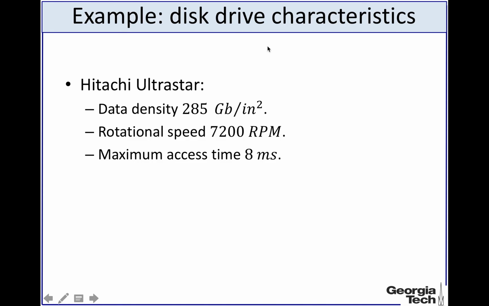Just to give you an example of hard drive characteristics: for example, here the Hitachi Ultrastar has a data density of 285 gigabit per inch square, a rotation speed of 72 rotations per minute, and the access time may be as high as 8 milliseconds.